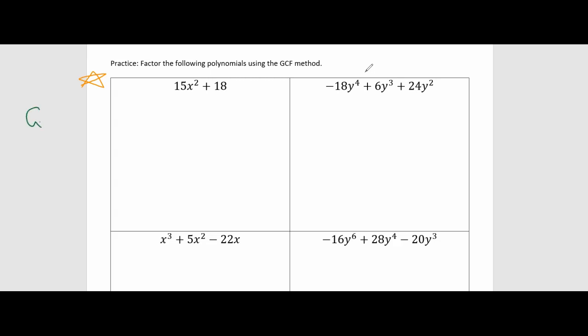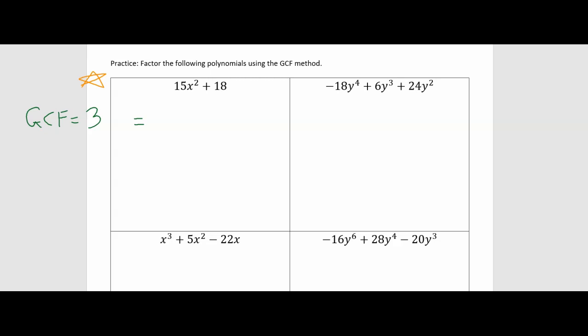So the GCF, the number portion is going to be 3. 3 is the largest factor that goes into both 15 and 18. Now my variable portion, well, you may think it's x, 3x, but that's not correct, right? Because this 18 does not have any x's. So an x cannot be part of my greatest common factor because one of the terms does not have an x in it. So in this case, the greatest common factor is just 3.